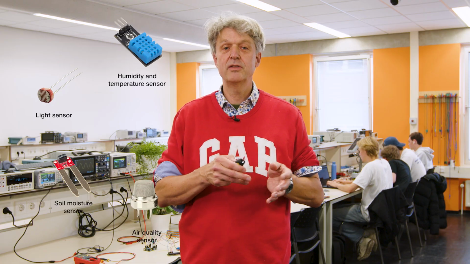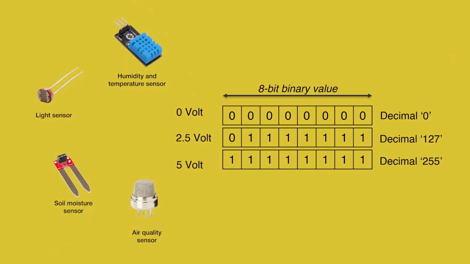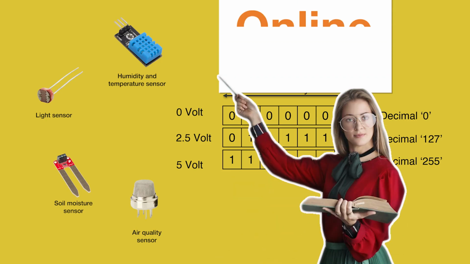This was about the light sensor, but we got a number of other sensors also. We got the humidity sensor, the soil moisture sensor, and we got the air quality monitor sensor. All these sensors actually produce a voltage which is in the range of 0 to 5 volts, so they can all be codified into this binary 8-bit scheme.